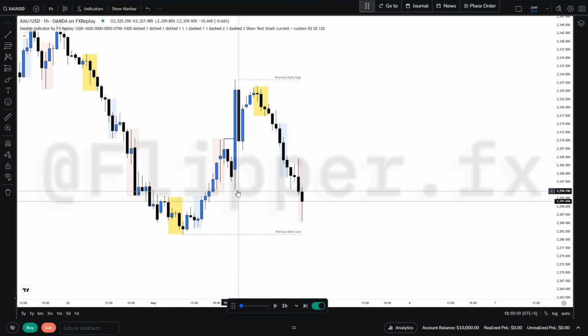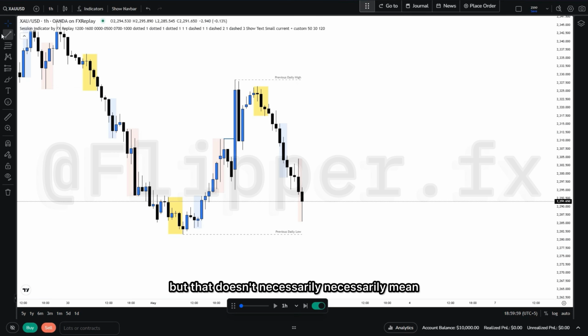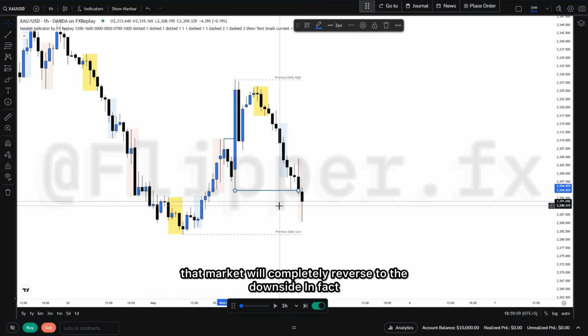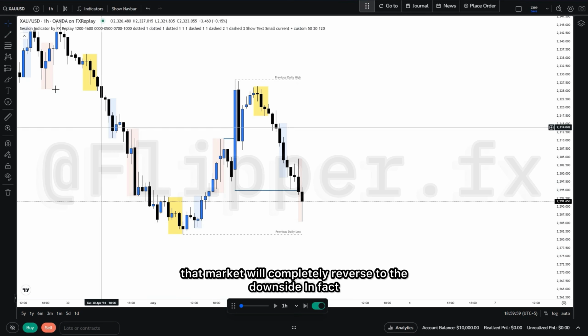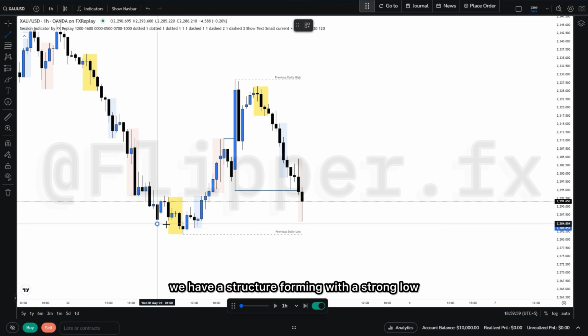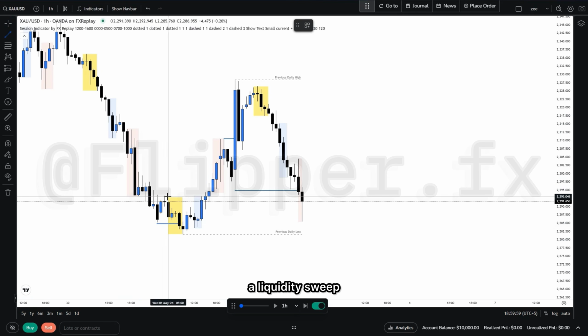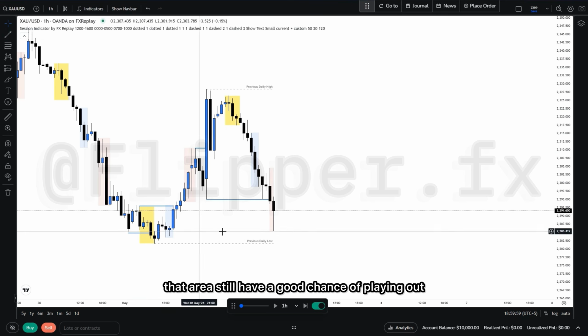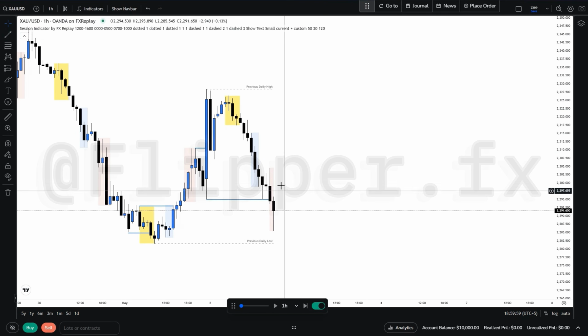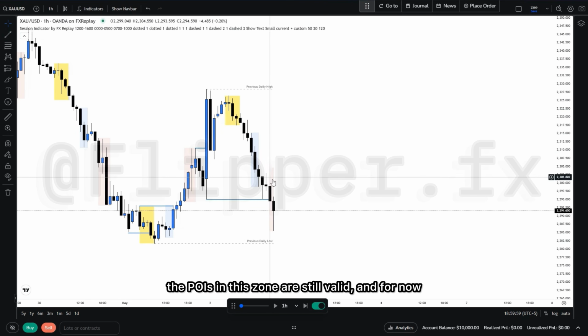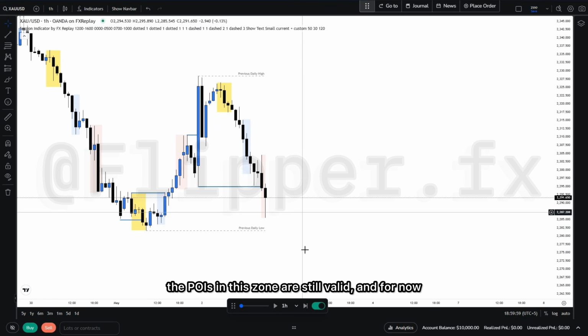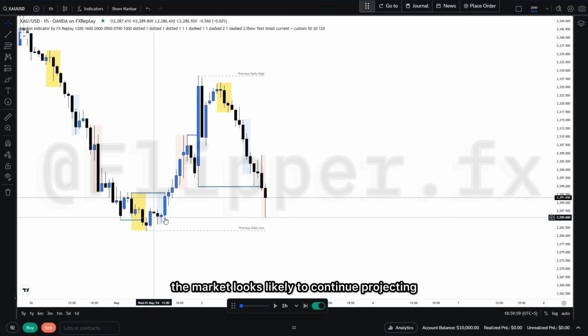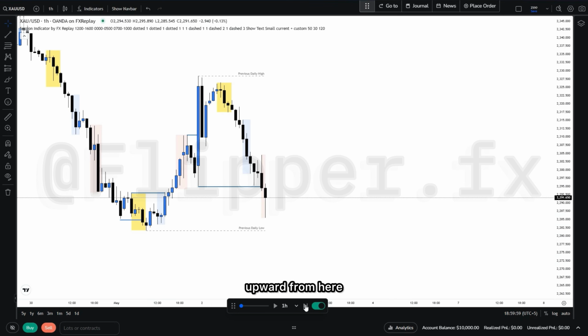Okay, we do see a low break here, but that doesn't necessarily mean that market will completely reverse to the downside. In fact, we have a structure forming with a strong low, a liquidity sweep and a high break. This means the points of interest, the POIs around that area still have a good chance of playing out. Even with this low break, the POIs in this zone are still valid, and for now the market looks likely to continue projecting upward from here.